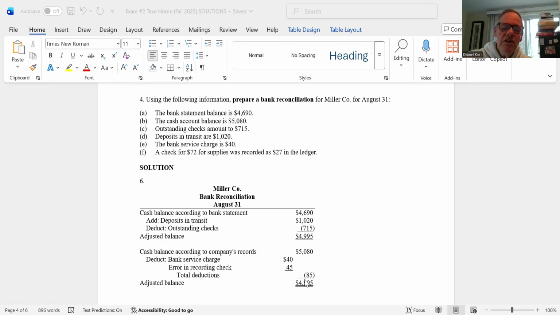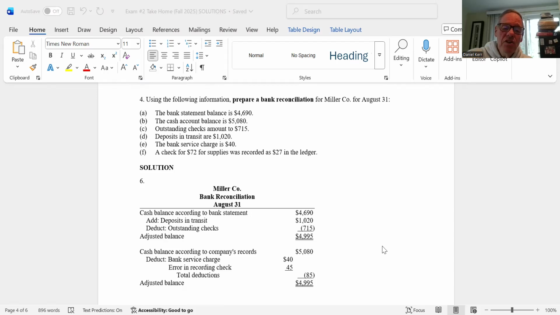Now, to get full credit on this, you had to show the adjusted balance. So you had to start with the bank balance according to the bank statement, and you had to get the cash balance according to the company's records. Now, I didn't ask for journal entries, but some of you went ahead and did this, which is fine. I obviously didn't penalize you for doing extra work here.